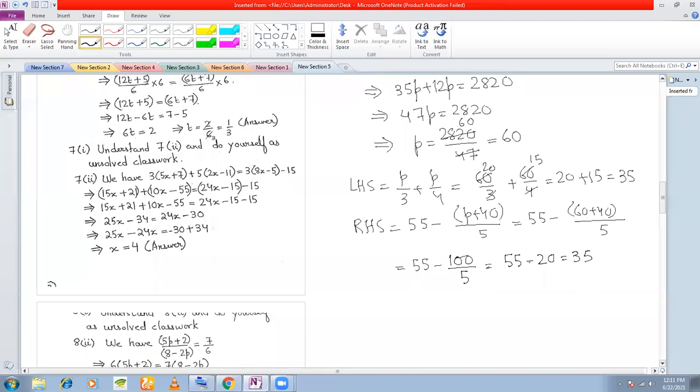So now I see on putting p is equal to 60 on the left hand side, you're getting 35, and on the right hand side, you're getting 35. So they are equal, and therefore p is equal to 60 is the correct answer. Okay, you don't need to show all this in the examination. You only need to do till this. You can do this for your satisfaction in the rough. Understood?